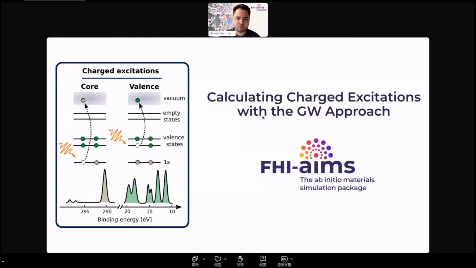And then what we'll do in the tutorial, which you might already know, is that we'll run through a tutorial on calculating charge excitations with the GW approach. So there will be both core and valence electrons, both for molecules and solids. And all this with FHI-aims.